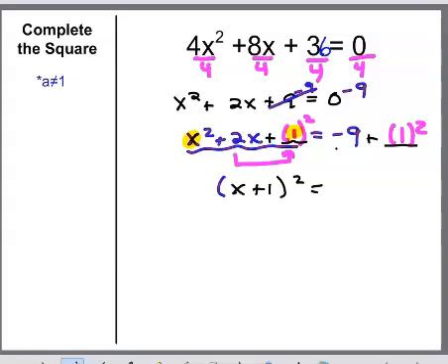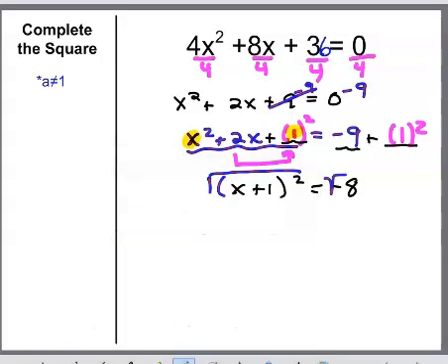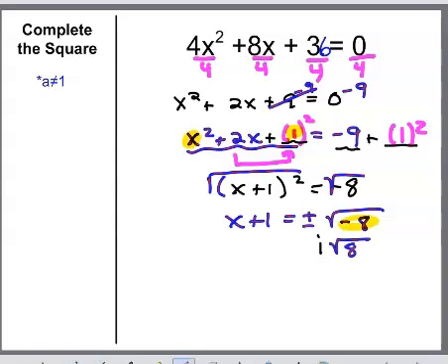Okay, so this is negative 9 plus 1, which is negative 8. I'll continue on my normal way. Take the square root of both sides. X plus 1 is plus or minus the square root of negative 8. All right, so this is why I wanted to do this one, because we have the square root of a negative number. And remember, that negative on the inside is the same as an i on the outside. So I just replaced that square root of negative 8 with an i. That's an imaginary number, so we got to take that negative out.